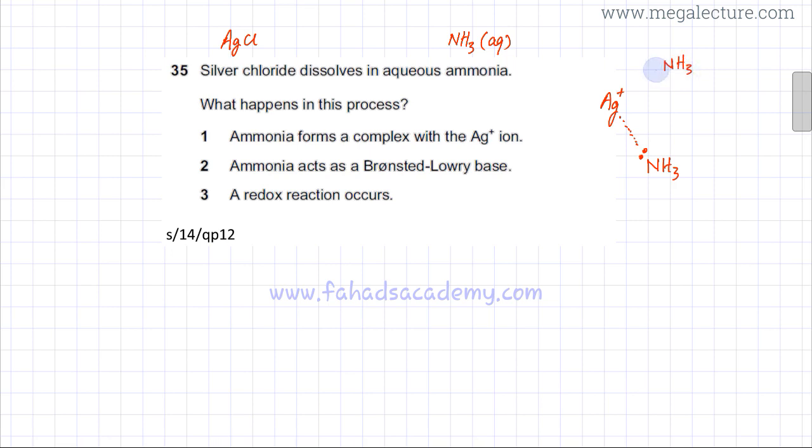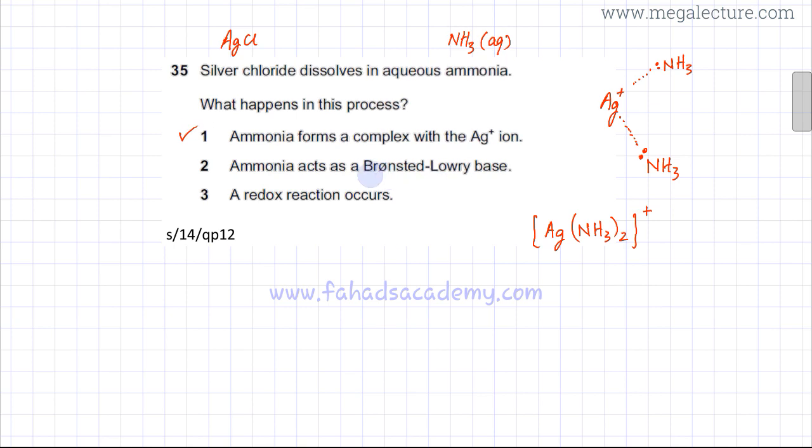So here's another NH3 molecule that is also trying to bond with this silver ion, and so at the end of the day, what is formed is going to be a complex ion, which would be this ion over here. One silver ion bonds datively with two NH3 molecules, and the overall complex ion will have a charge of +1. So the first statement, ammonia forms a complex with Ag+ ion, that is correct. So the first statement is correct. The other statements are not correct.